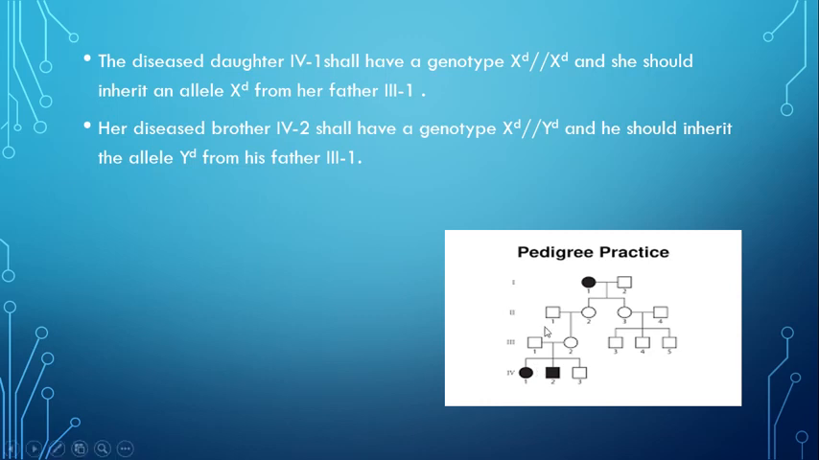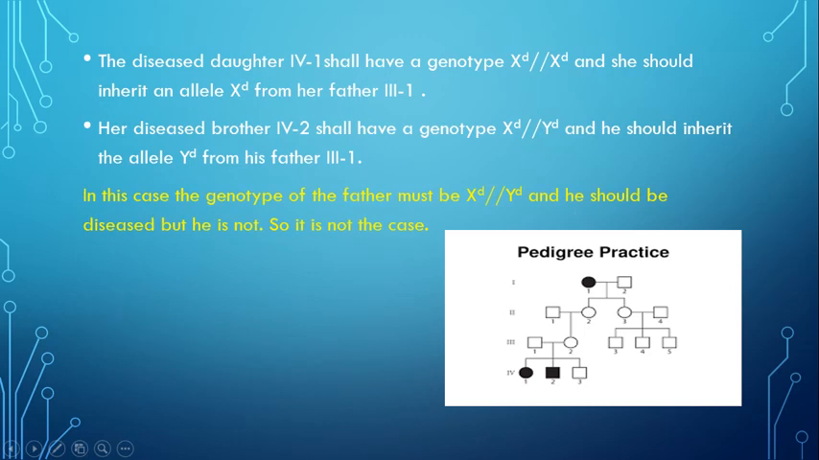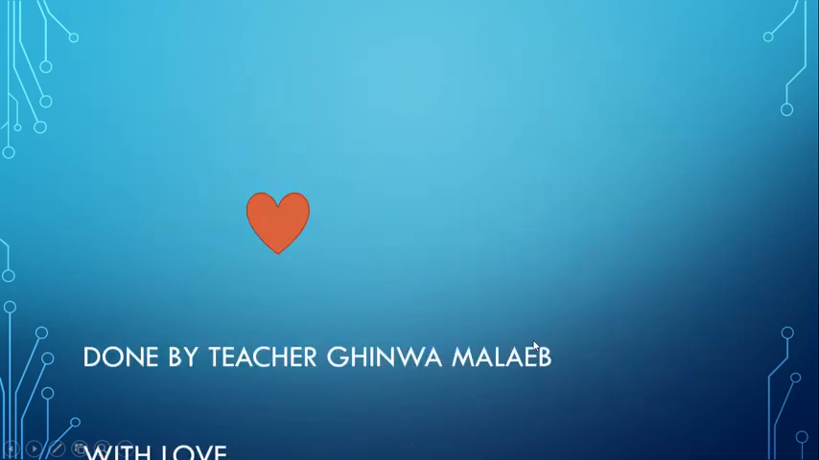So the father in this case will give his daughter XD and his son YD. So the genotype of the father is supposed to be XD YD. But look, if he is going to have this genotype XD YD, then he is supposed to be affected, and clearly he is not. So it is not the case.